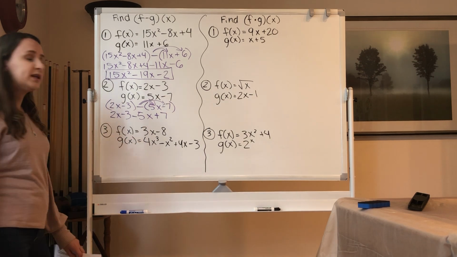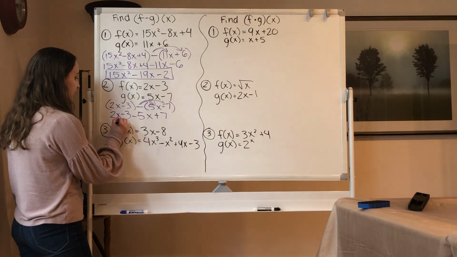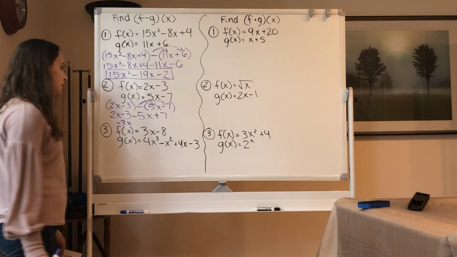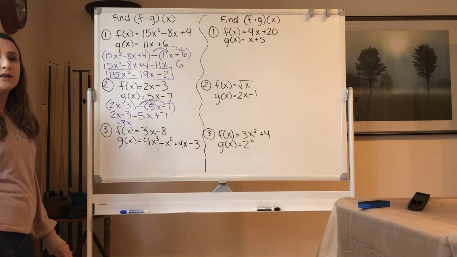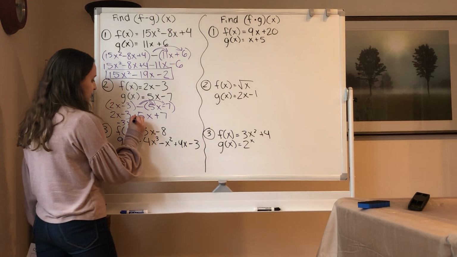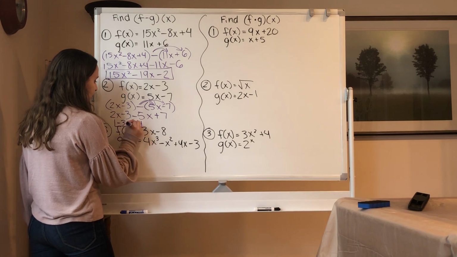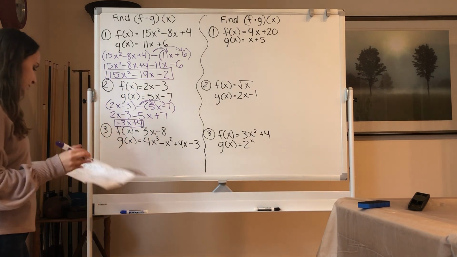2x minus 5x is negative 3x. Negative 3 plus 7 is positive 4. So negative 3x plus 4.